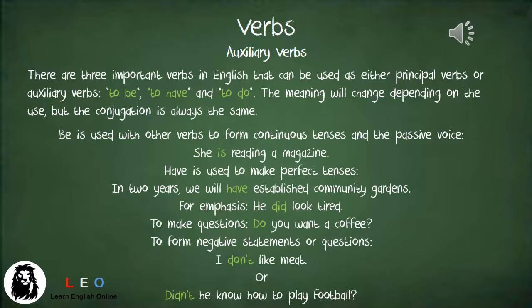Be is used with other verbs to form continuous tenses and the passive voice. For example, she is reading a magazine. Have is used to make perfect tenses. For example, in 2 years, we will have established community gardens.